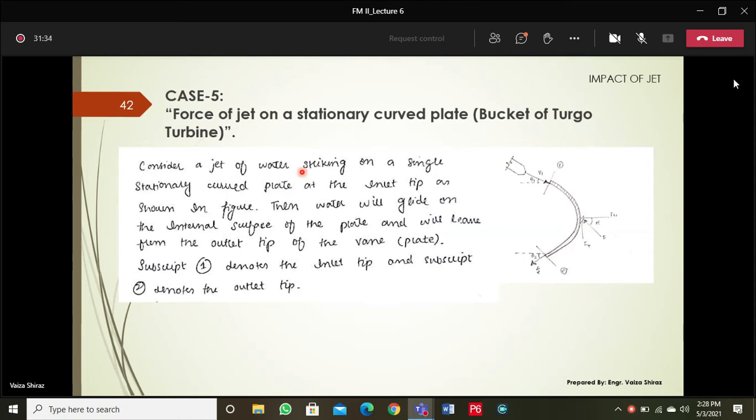Okay. So consider a jet of water striking a single stationary curved plate at the inlet tip as shown in the figure. Then water will glide on the internal surface of the plate and will leave from the outlet tip of the vane. Over here, subscript 1 refers to the inlet tip and subscript 2 refers to the outlet tip. ठीक है, आपका jet section 1 से enter हो रहा है and it is leaving from section 2.